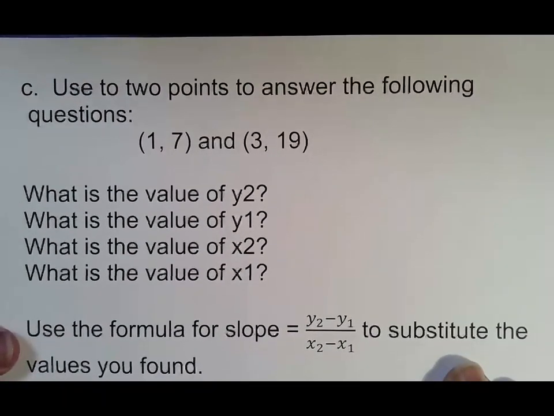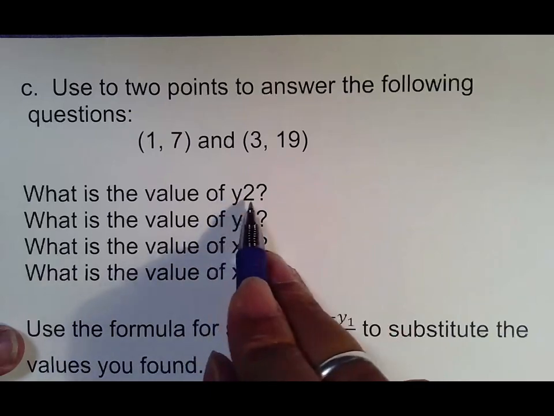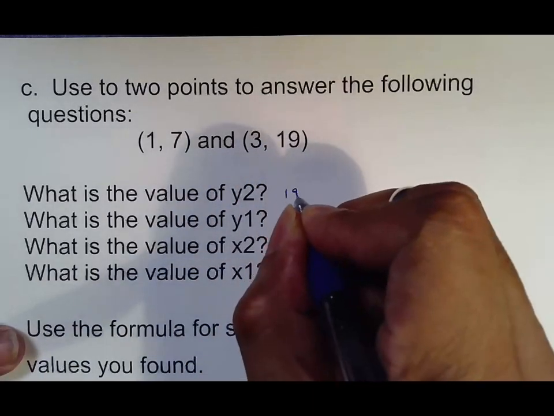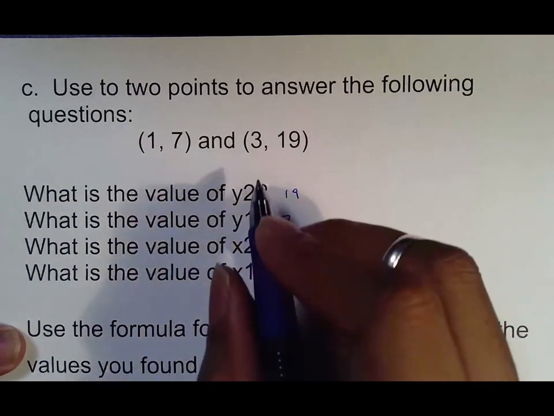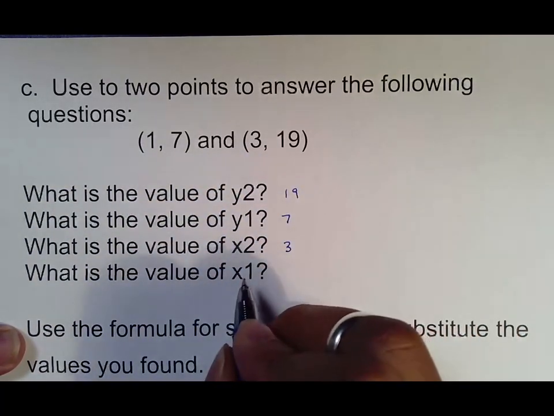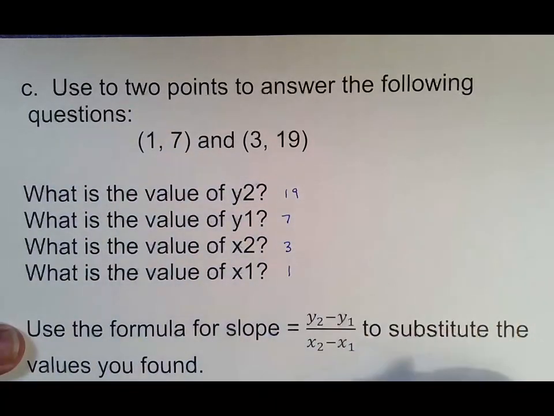One more before we look at some more realistic types. y2 again is your second y, which is 19. y1 is your first y, which is 7. x2 is your second x, which is 3. x1 is your first x, which is 1.